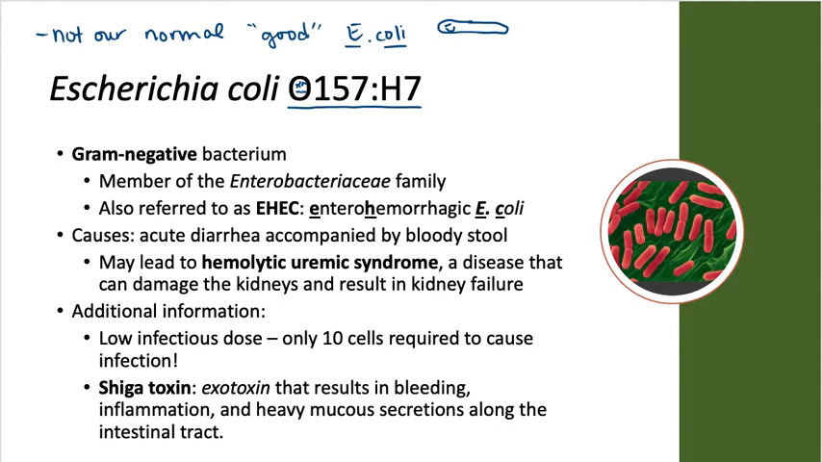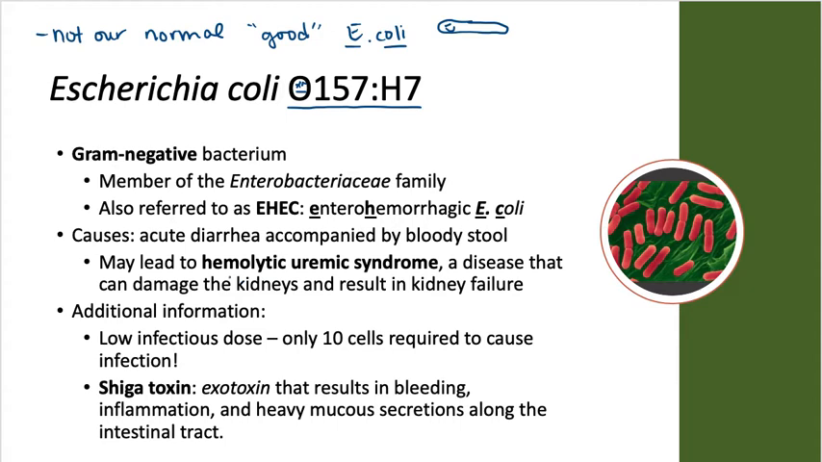All right. It is gram-negative. It is a member of the Enterobacteriaceae family. So other members of that family include Klebsiella, Proteus, Citrobacter, and Campylobacter. It causes enterohemorrhagic diarrhea or bloody diarrhea. Entero means the intestines, hemorrhagic means bleeding. And so it causes an acute or a severe gastroenteritis or diarrhea that is accompanied by bloody stool.